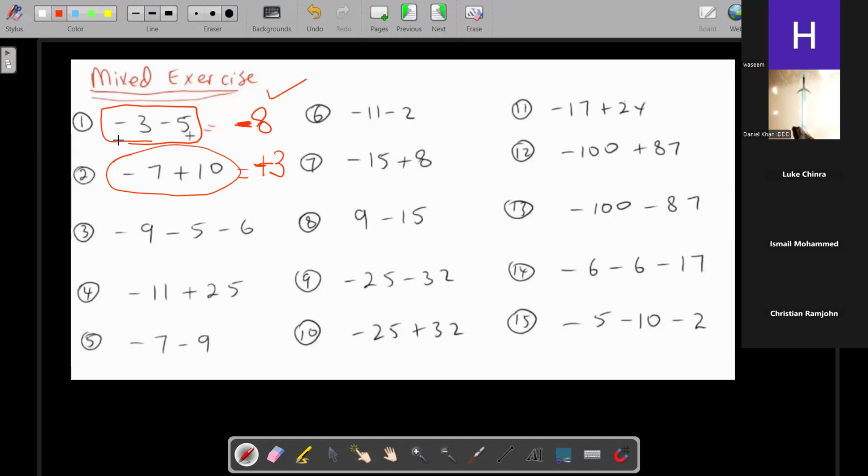The explanation I want to hear is: same signs, add and keep the same sign. Different signs, subtract and keep the sign of the bigger number. That's all I want to hear. Okay, sir. Right, but good work still.